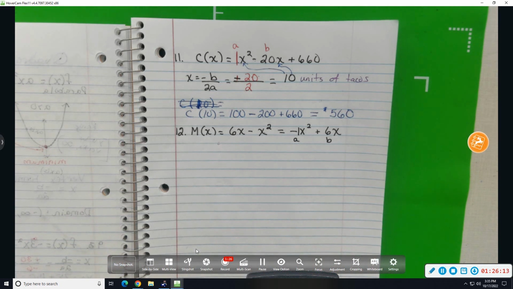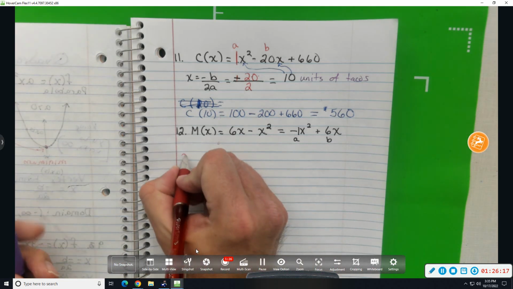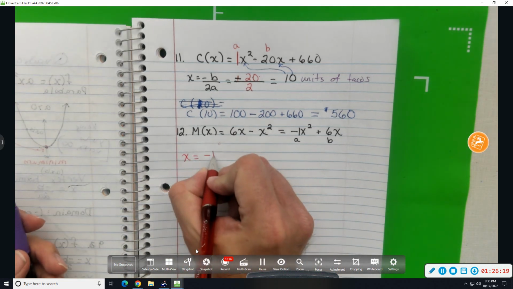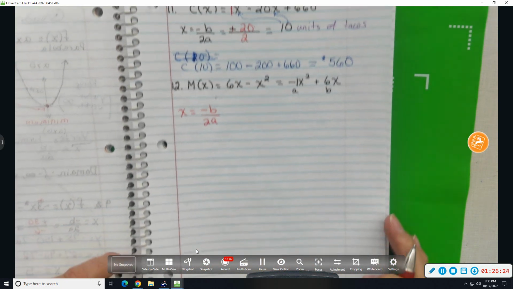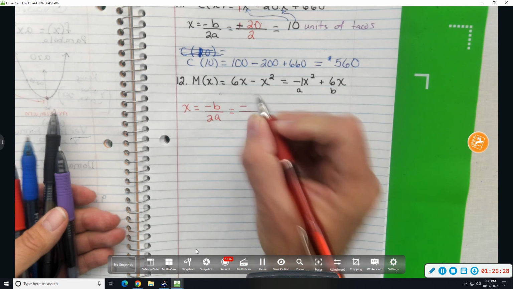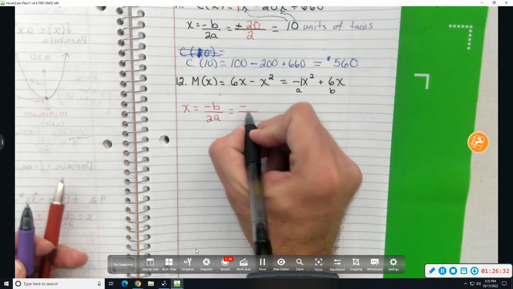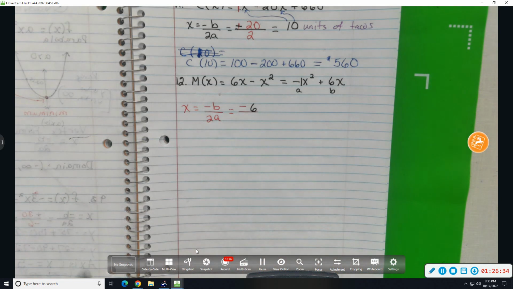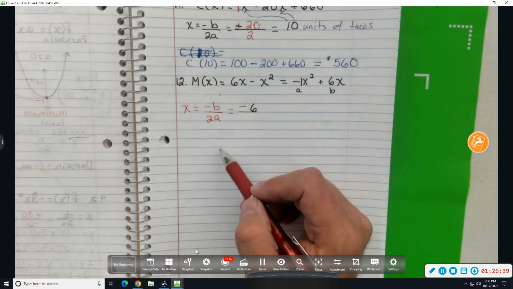So we're going to go minus B over 2A. X equals minus B over 2A. Let me lift this up. So minus B, so a minus 6 over 2 times A. That's still something I can do in my head.